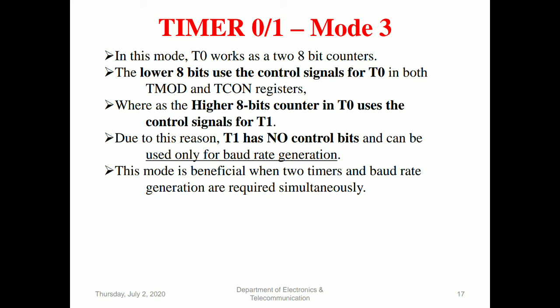Here it is mentioned that T0 takes 2 separate 8 bits: lower uses TL0 and higher uses TH0, that is, the control bits from T1. So no control signal is available for T1. That's why we are able to use timer 1 for baud rate generation purposes. So this is regarding the timer mode 3 operation. Till now we have completed timer modes 0, 1, 2 and 3.